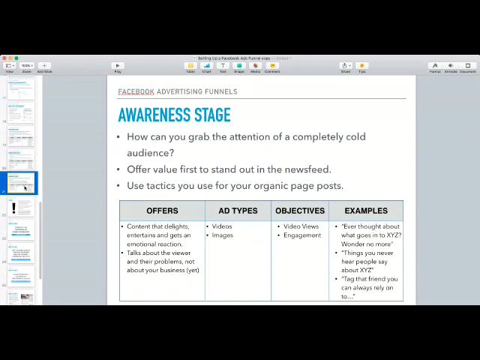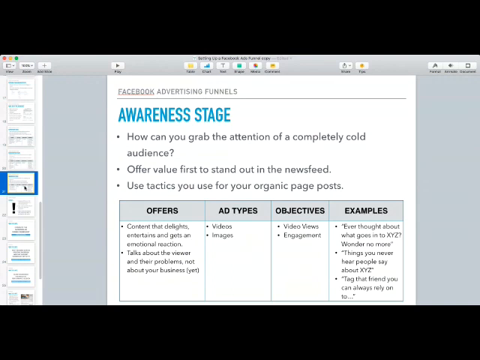So again, think about that human interaction when they first walk into a store. What can you offer for value? What can you offer them that will just pique their attention? Whether it be just starting a conversation with them about your industry, your product itself, the things that they've gone through. So content that delights and entertains them and gets a bit of an emotional reaction. And again, it's not going to be a purchase straight up. It just simply won't work on Facebook. It won't work in the long term.